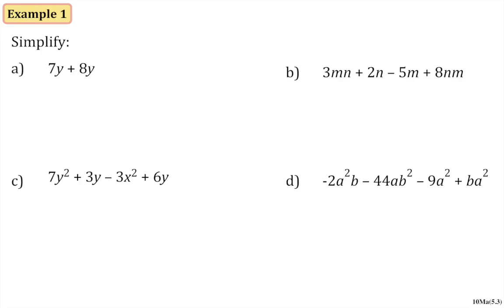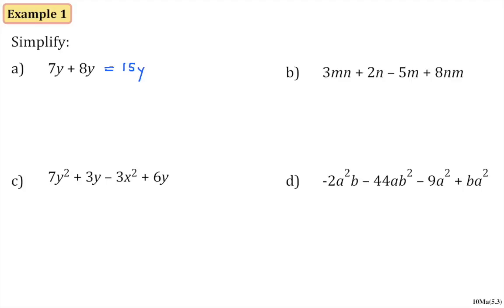Let's have a look at our first example here. So, first one says simplify 7y plus 8y. Well, they both have y's, so they're like terms. 7 plus 8 is 15, so the answer is 15y. Let's go to part B.